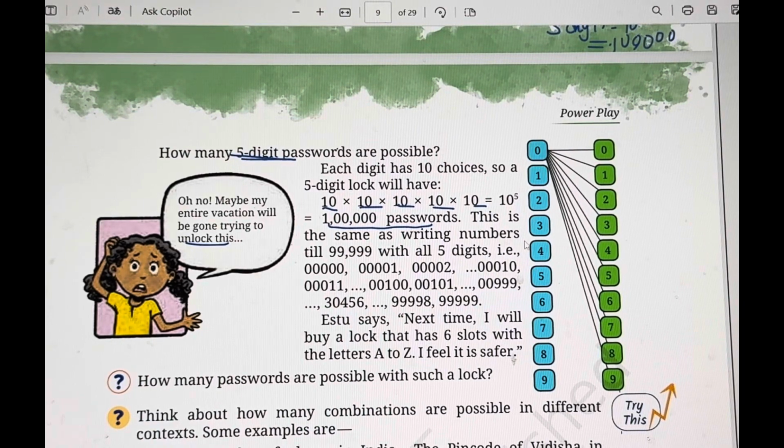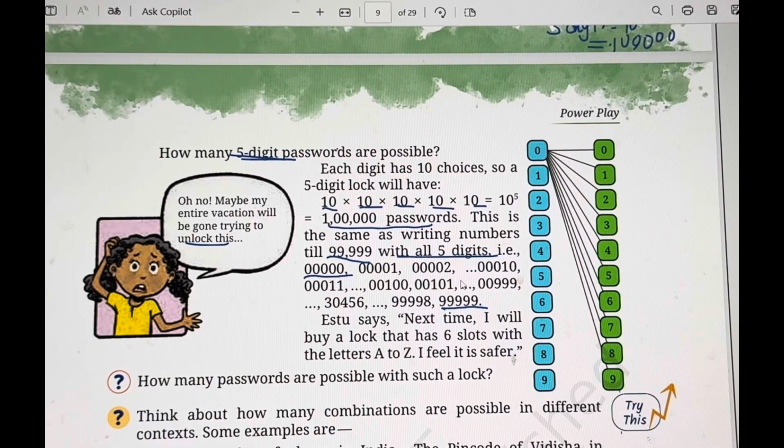Okay. So this is the same as writing numbers up to 99,999, means with all 5 digits, right? So 00000 is the first possibility, then second 00001, like that. You have to try till 99999, right?